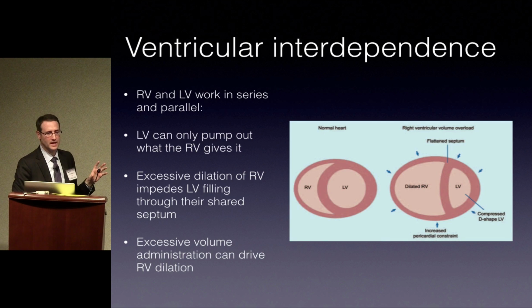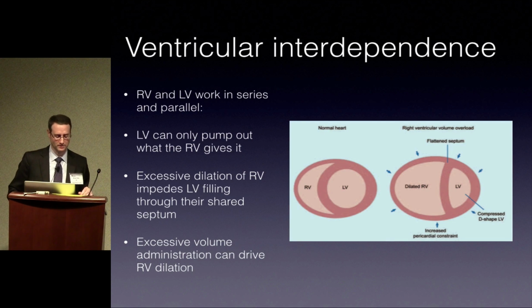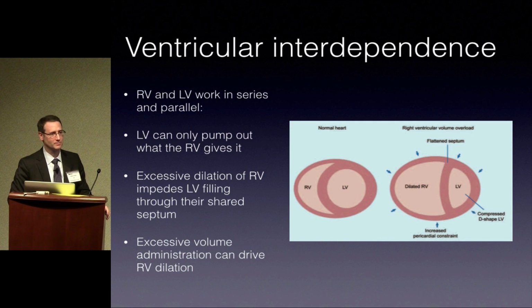In series, in essence, because the LV can only pump what the RV gives to it, a point which is lost in some of the cardiologists I talked to. It was like, well, the LV is fine. I don't know why the cardiac output's low. Well, the RV is not, guys. The RV is very dysfunctional, and the LV can only pump how much blood the RV can give to it. At the same time, as the RV becomes larger and larger and compresses the left ventricle, it impedes left ventricular diastolic volume or left ventricular stroke volume, reducing cardiac output as well.